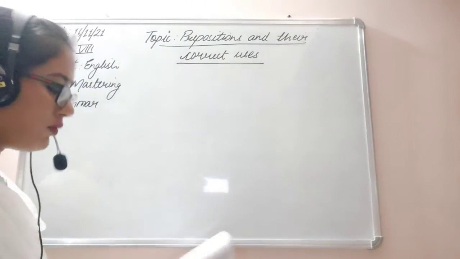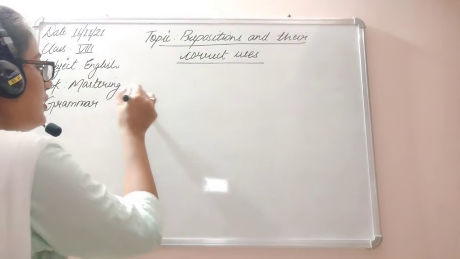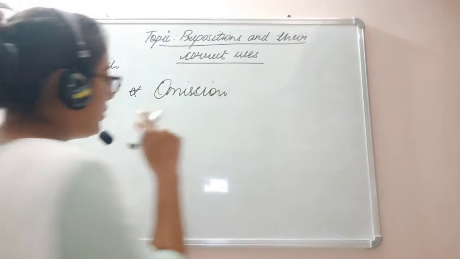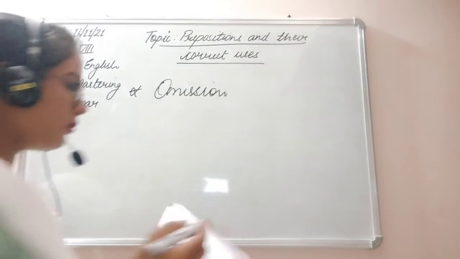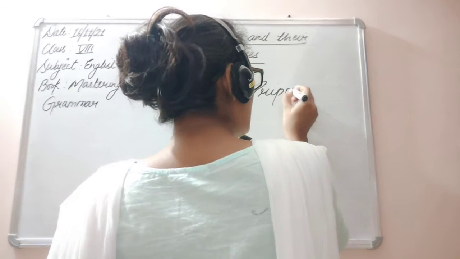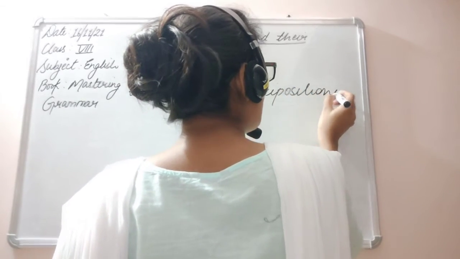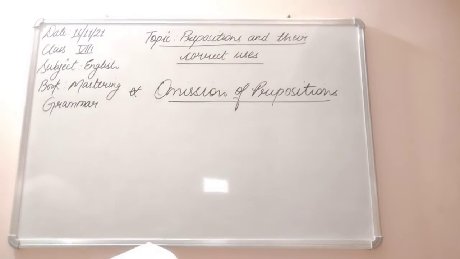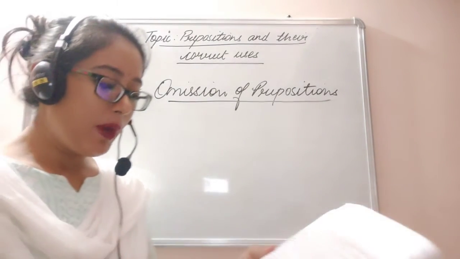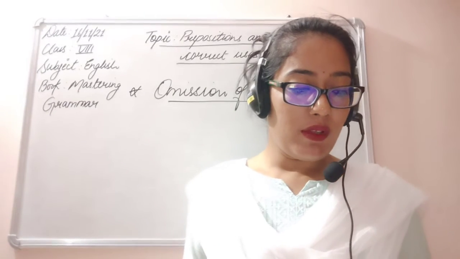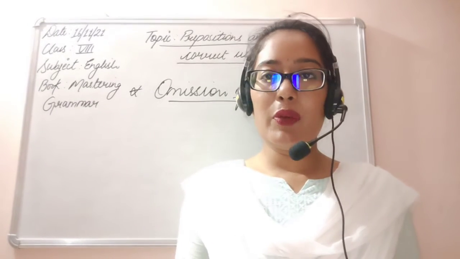So let's move on to another subheading, that is omission of preposition. Omission means removal, when you are omitting something, taking out something. Prepositions are occasionally omitted, meaning left out or taken out, when certain expressions are used.